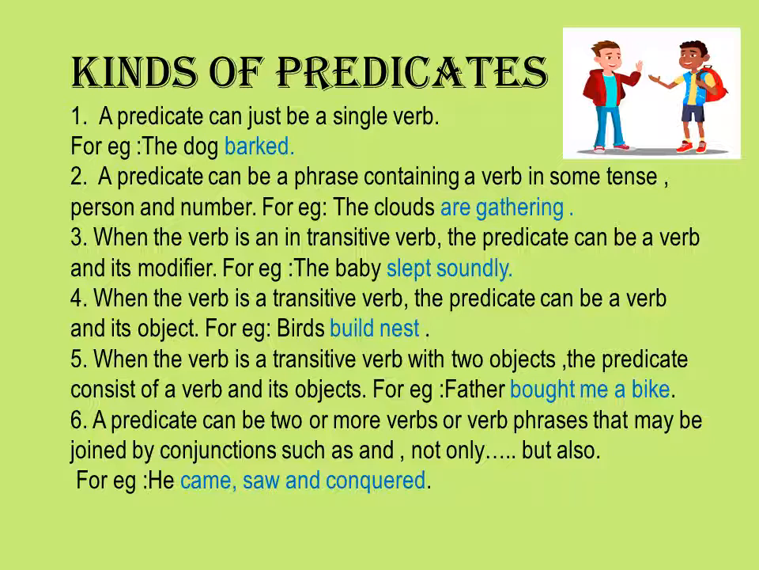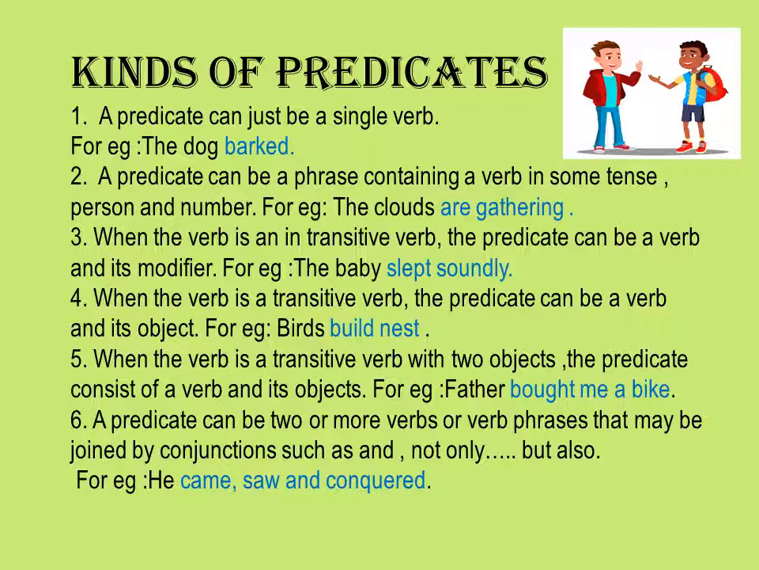When the verb is a transitive verb, the predicate can be a verb and its object. For example, birds build nests. So build nests is a predicate. When the verb is a transitive verb with two objects, the predicate consists of a verb and its objects. For example, father bought me a bike. So your father is the subject, and what the father has bought, me a bike, rest all is a predicate.